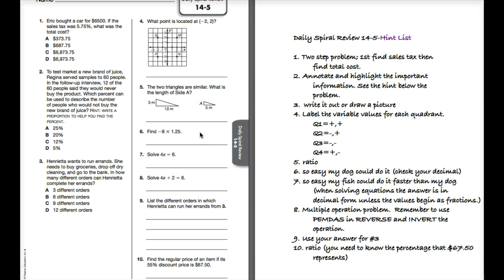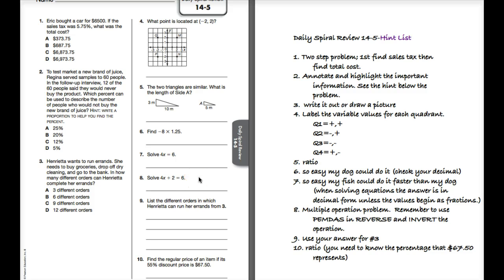Number 6 and 7 are so easy that my pets can do it. Just remember to check your decimal in this one. And just know that because these are whole numbers, your answer will be in the form of a decimal. Only if you're beginning with fractions would you show your answer in a fraction. So just be aware of that. But other than that, those two should be very simple for you to do.